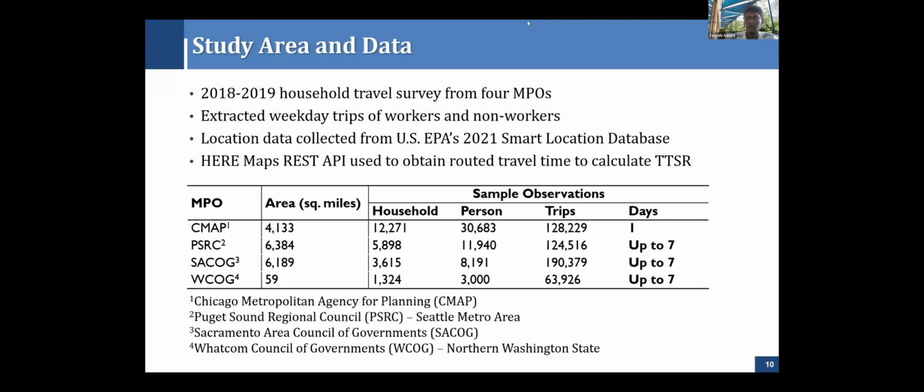To prepare the data for analysis, I applied the activity travel chain definition I mentioned in the earlier slide and identified the chained and unchained activities for each worker and non-worker. The mode options for the dataset are restricted to non-motorized transport, or NMT, which includes walk and bike, auto, and transit, as there were insufficient observations for other mode categories. My other data sources are the US EPA's 2021 Smart Location Database to obtain the location characteristics. I also use the Here Maps REST API to obtain the routed travel times to calculate the value of TTSR. And I extracted the weekday trips for each worker and non-worker in the dataset.